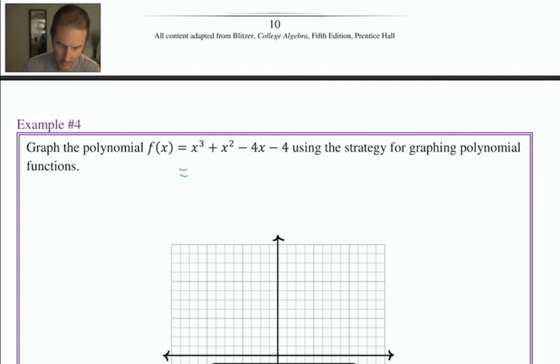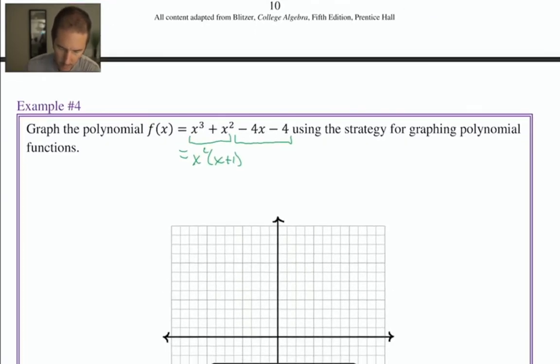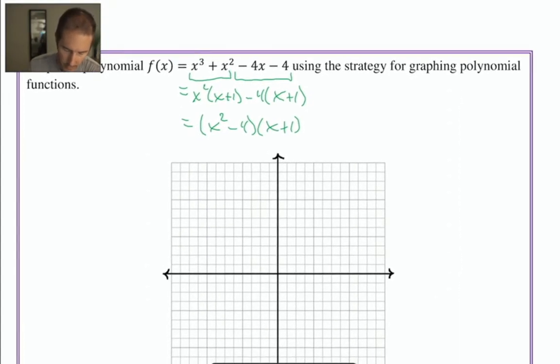I'll help you factor this. Out of the first 2 terms, I'm going to take an x squared. Out of the second 2 terms, I'm going to take a -4. So I've got x squared, leaving me with an x plus 1. Factor out the -4, and I get -4 times x plus 1. And then I factor again, and that gives me x squared minus 4 times x plus 1. And I can factor that even further. x squared minus 4 is a difference of squares, so I can write this as x plus 2 times x minus 2 times x plus 1.